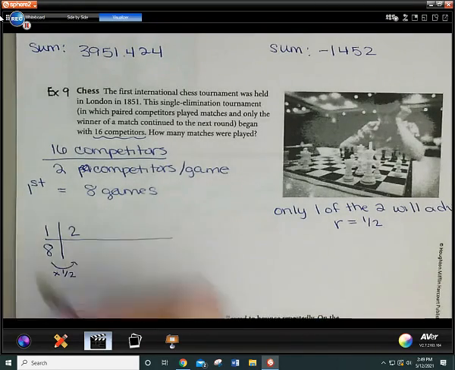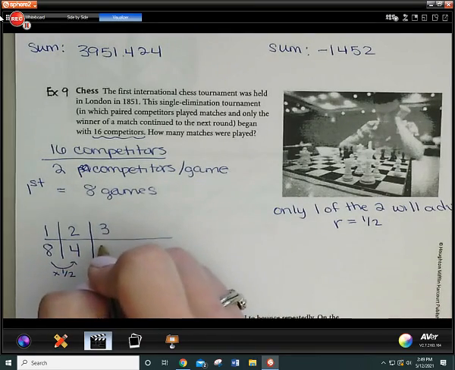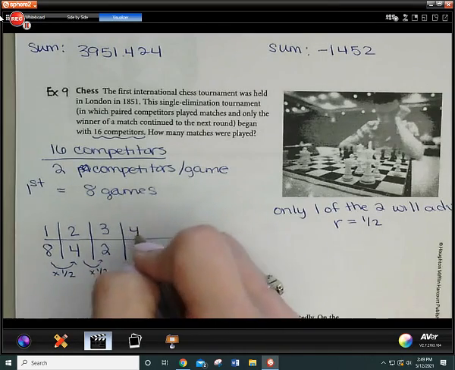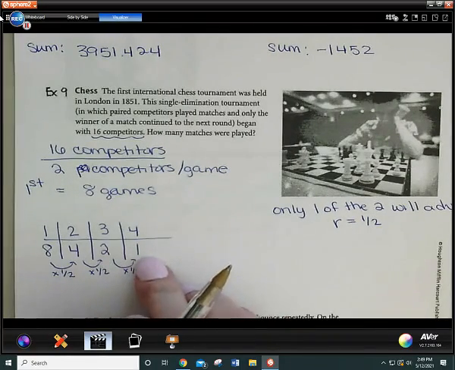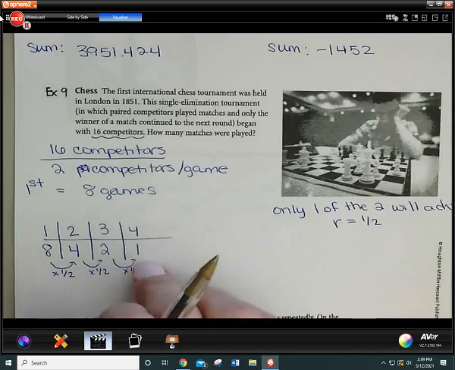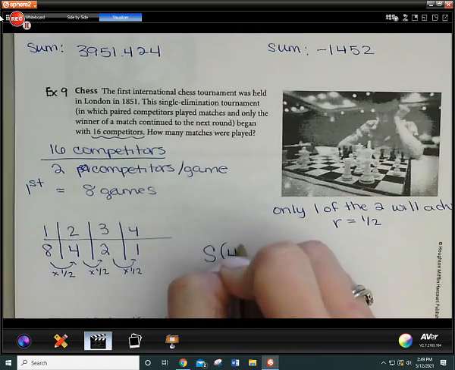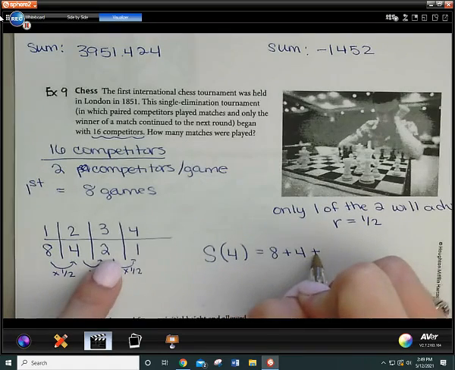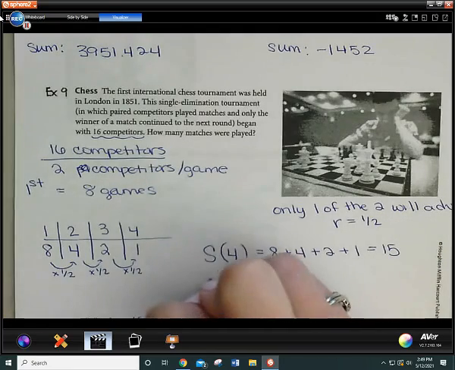So second round, then there's only 4 games happening. Third round, then there's only 2, so take that times 1/2. Fourth round, take that times 1/2. There's only 1 game, and then in that 1 game, there will be a final winner. So it asks how many matches were played. So what's the sum of those first 4 rounds? Well, there were 8 games, then 4 games, then 2 games, then 1 game, so in total there were 15 matches.